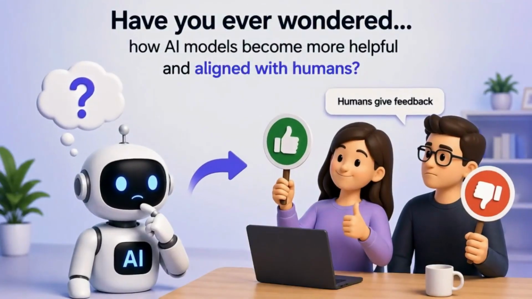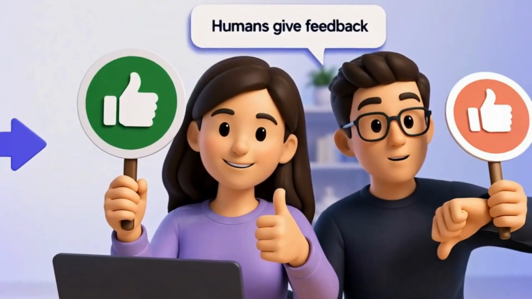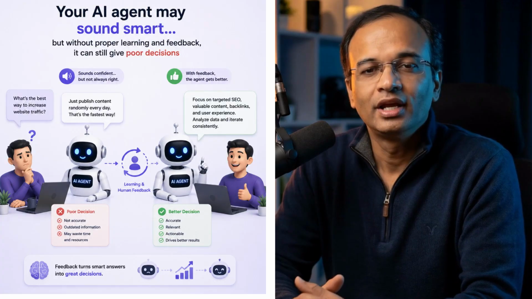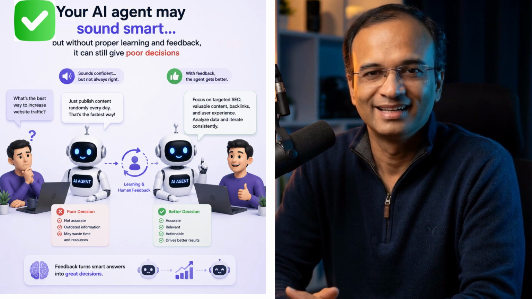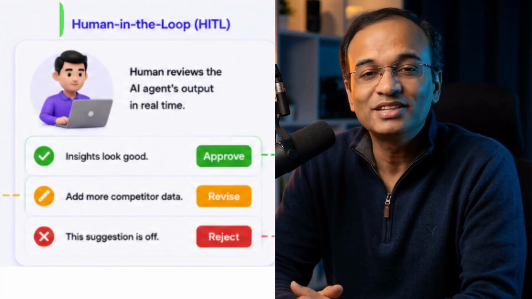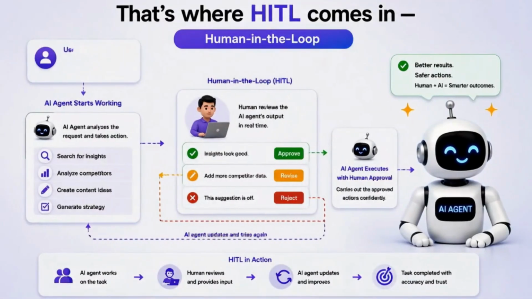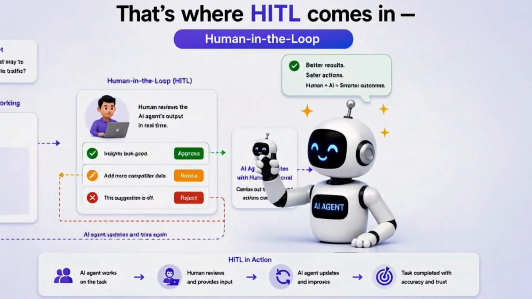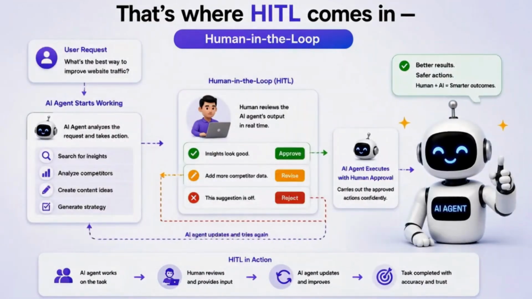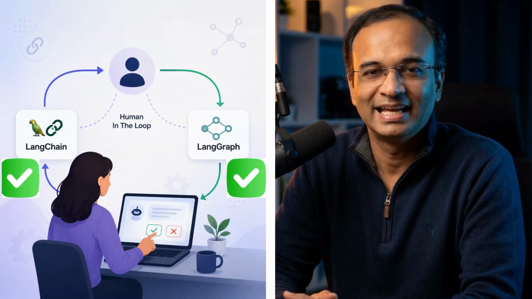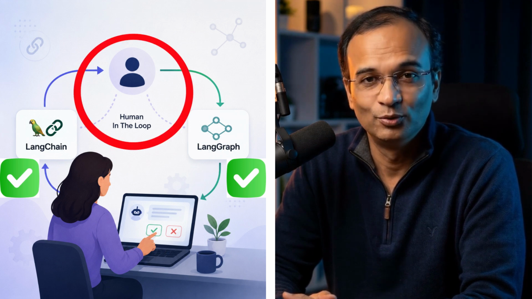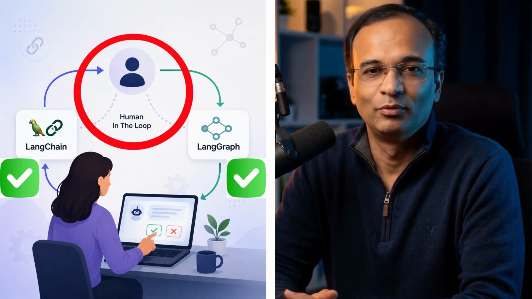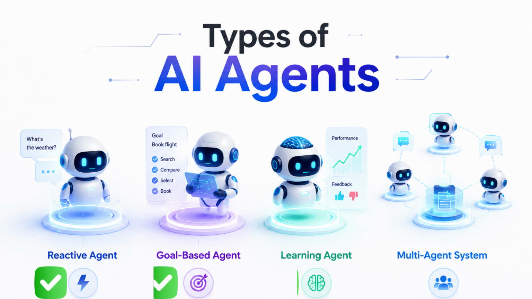Have you ever wondered how AI models become more helpful and align with humans? Your AI agent may sound smart, but without proper learning and feedback, it can still give poor decisions. That's where HITL comes in. Human in the loop. The AI learns from human preferences and becomes smarter, safer, and more useful over time. Frameworks like LangChain and LangGraph provide very powerful options to configure human in the loop, and we will soon see that in upcoming modules.